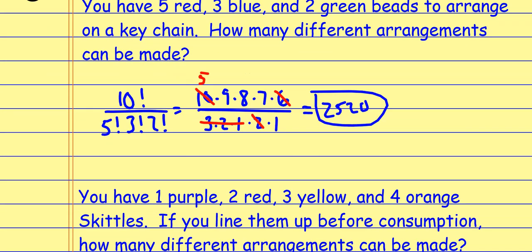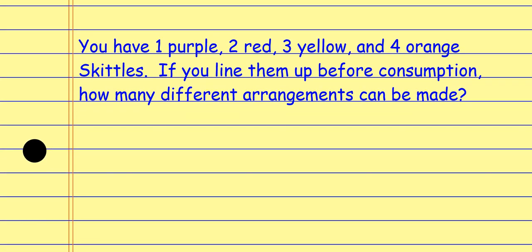Okay. Another great example, and maybe you like to do this, play with your food a little bit. You have 1 purple, 2 red, 3 yellow, and 4 orange Skittles. If you line them up before consumption, how many different arrangements can be made? And again, all yellow Skittles look pretty much identical, all right? Maybe one of them got a chunk taken out of it, or the S is worn off, but let's assume those are pretty much identical.